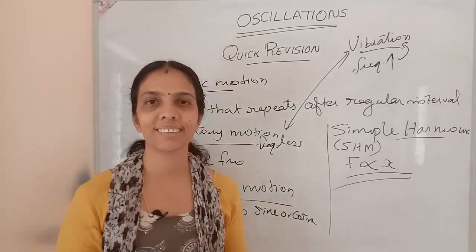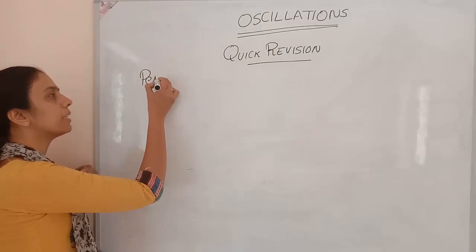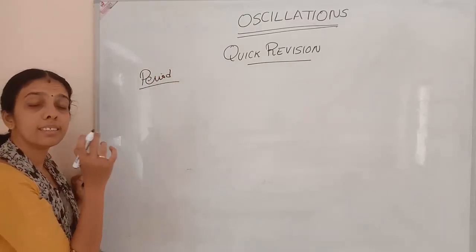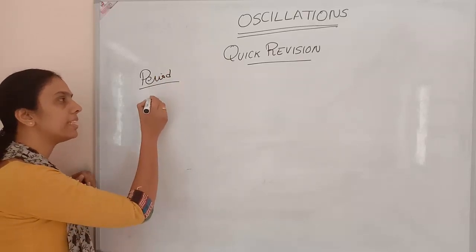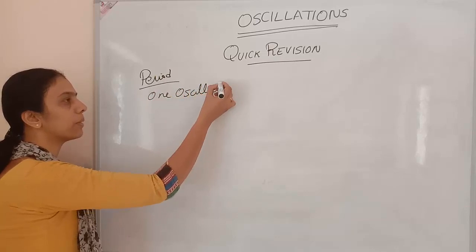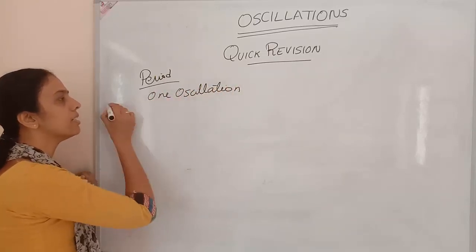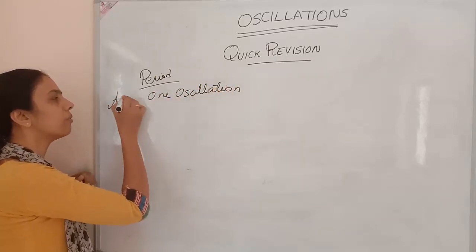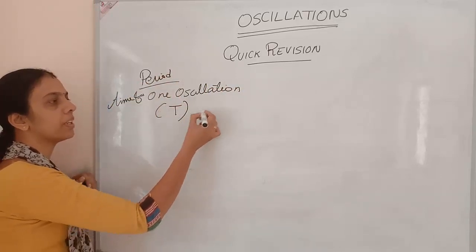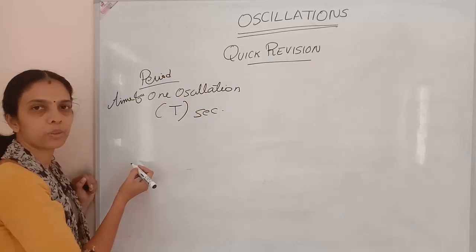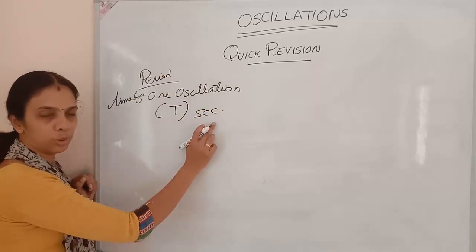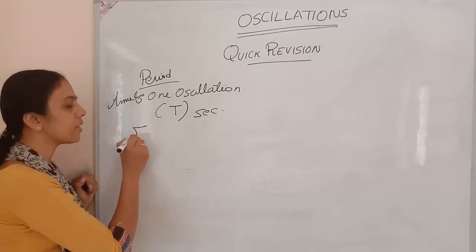Next, what is meant by period? Period of oscillation is the time required to complete one oscillation. The time required for one oscillation is called the period, represented by capital T. The unit is second. Next is frequency.